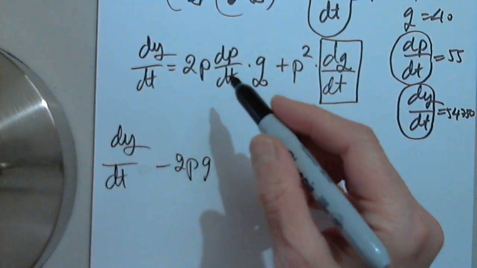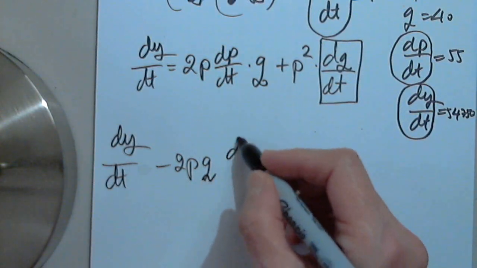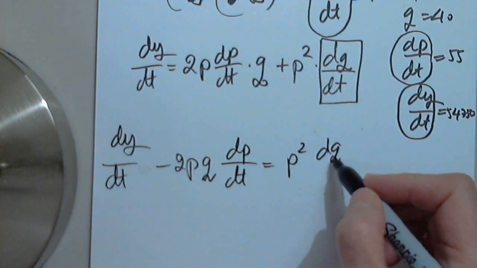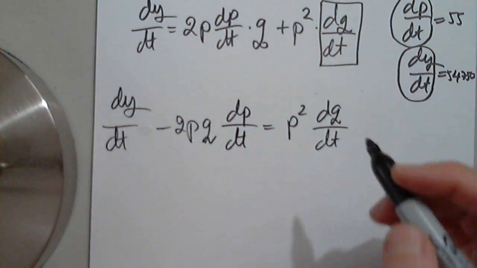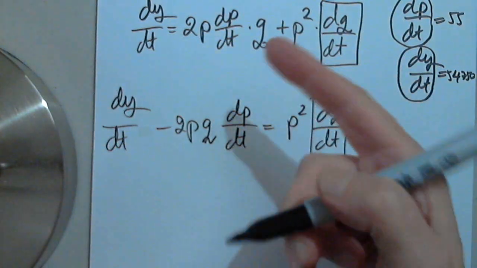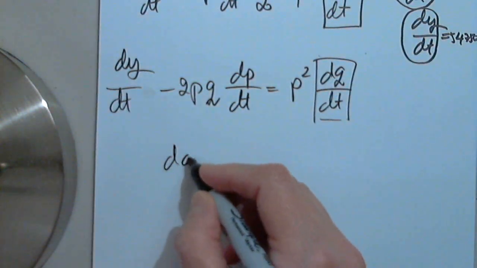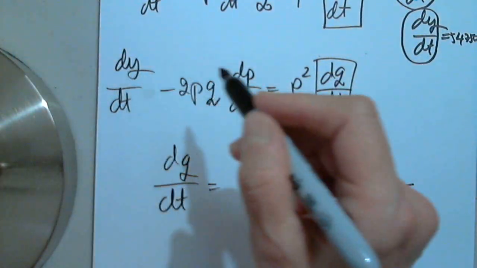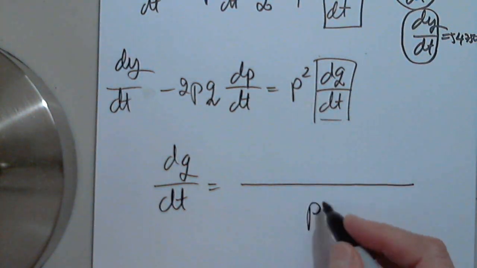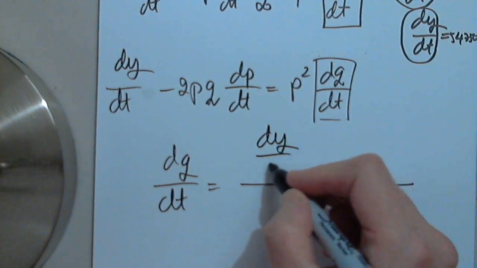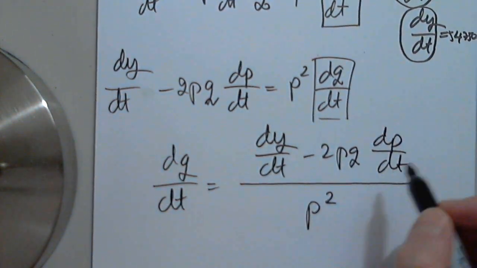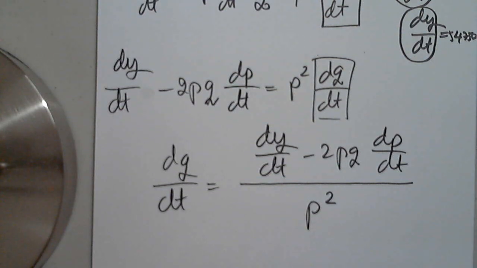So minus 2pq dp over dt equals p squared dq over dt. And now I'm solving for this as I did a few minutes ago. dq over dt equals this minus this over this. So dy over dt minus 2pq dp over dt. At this point, I plug in all these.